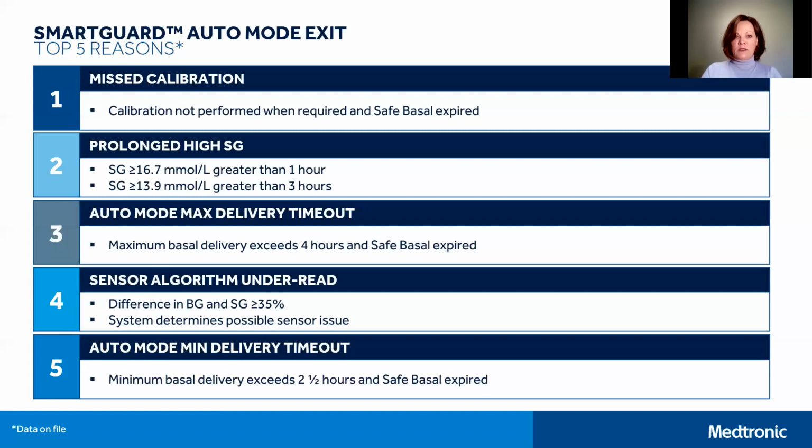Auto mode minimum delivery timeout means that your auto basal has been delivering at a minimum personal basal amount for 2.5 hours and then has moved to safe basal for 90 minutes. Similar to the auto mode max delivery timeout, to rectify minimum delivery timeout, you're going to need to check your blood glucose and then you'll be able to re-enter auto mode. Please note that you can choose to exit auto mode at any time by turning the auto mode feature off.